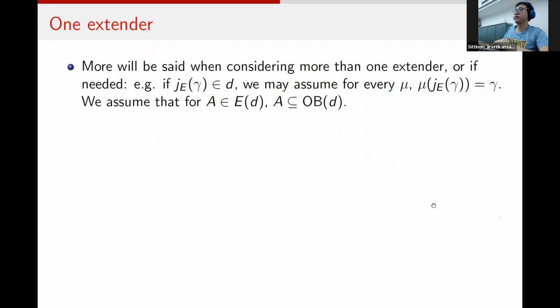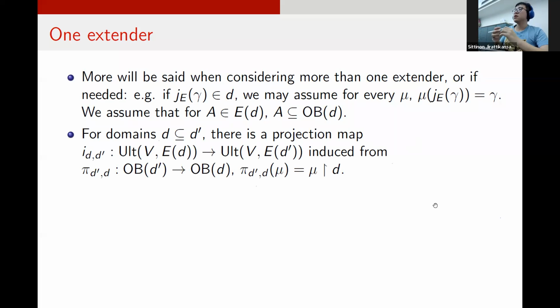And of course, it's the usual story for every large set, a measure one set. I can assume that A is a subset of OB of D. And again, it's the story of the extender. So for each D and D prime, if D is a subset of D prime, there's a projection going on. Sorry, it's not a projection. I mean the elementary embedding i D D prime from Ult V E of D to Ult V E of D prime.